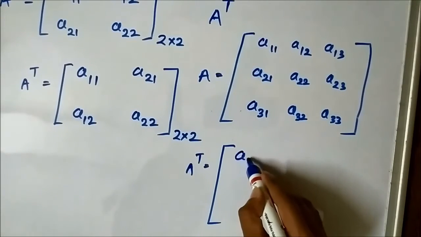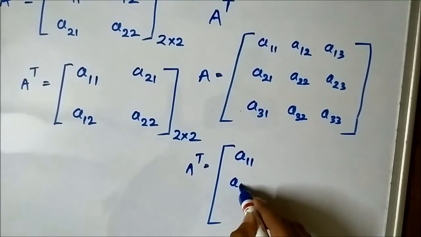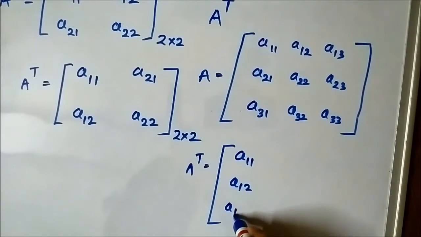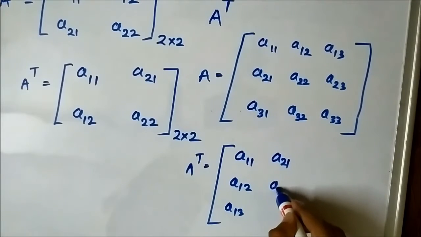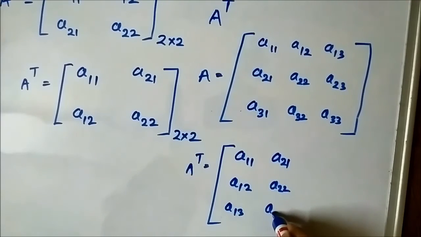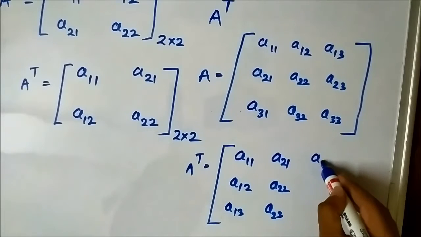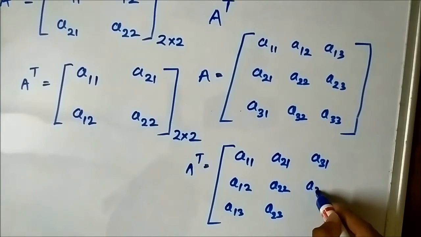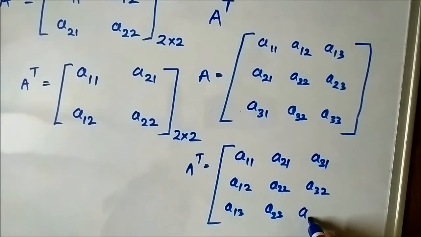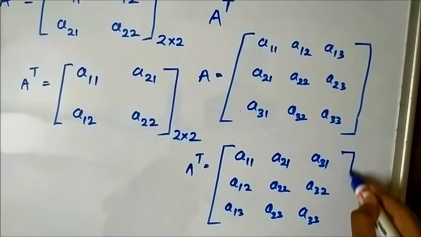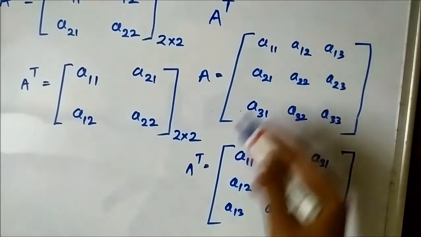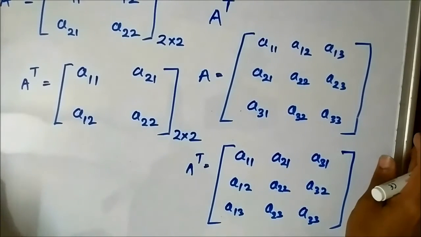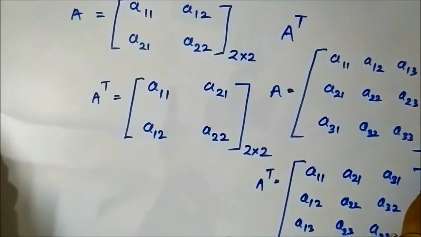So it will be A11, A12, A13, A21, A22, A23, A31, A32, A33. Okay. So this is the transpose of a 3 cross 3 matrix.